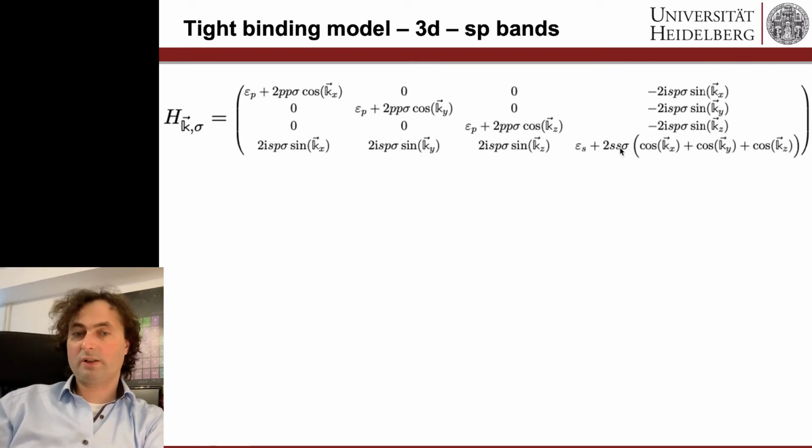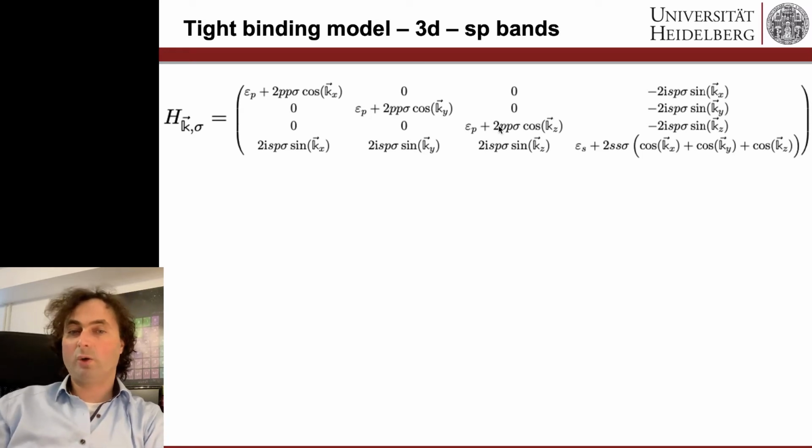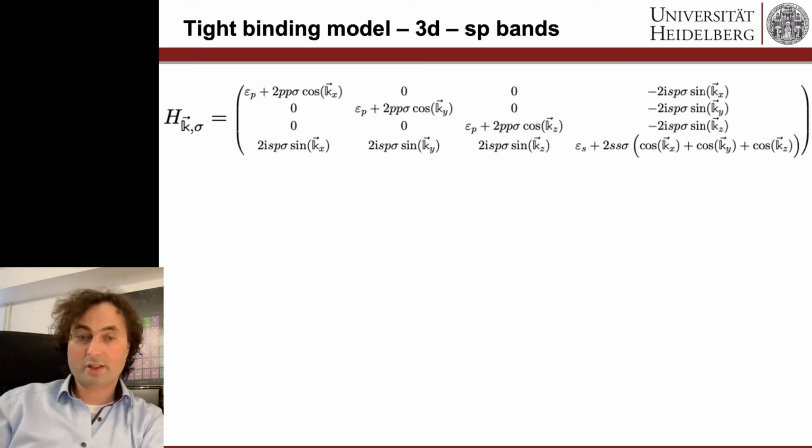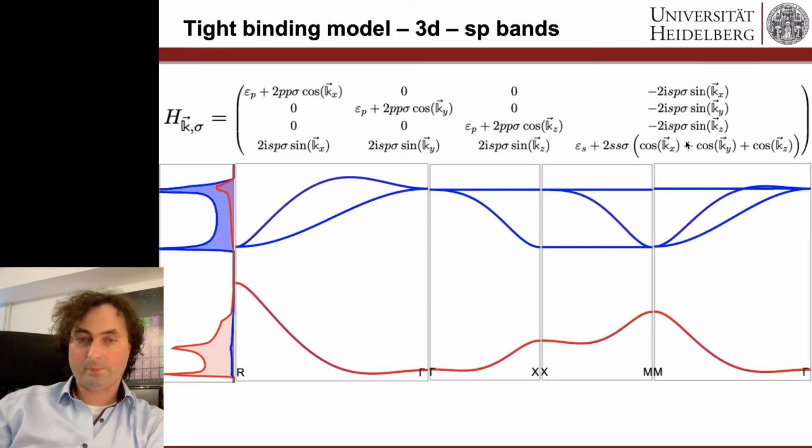Ss sigma is smaller than 0, giving you electron-like bands. Pp sigma is larger than 0, giving you hole-like bands. And then the hopping between an s and a p orbital to the right and to the left is of opposite sign, such that you get a sine-like interaction between them.